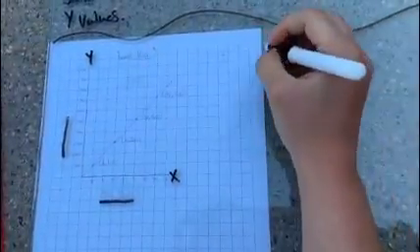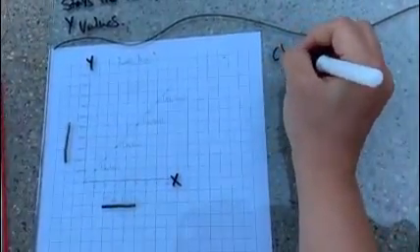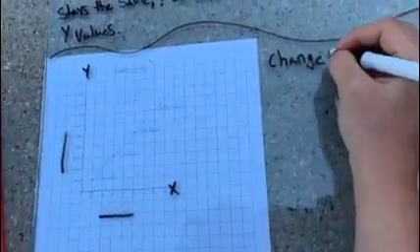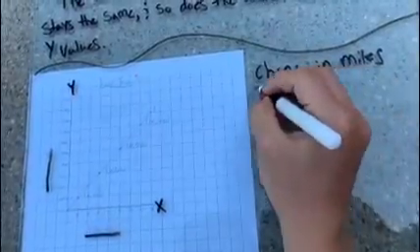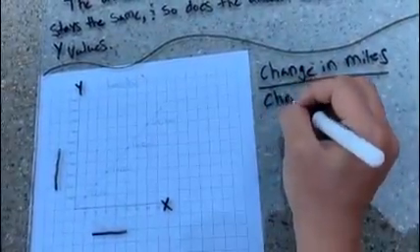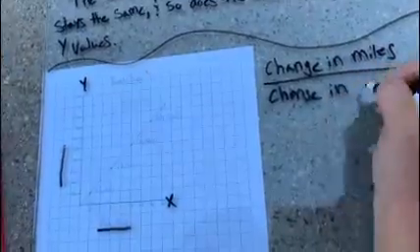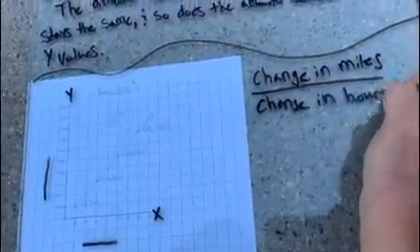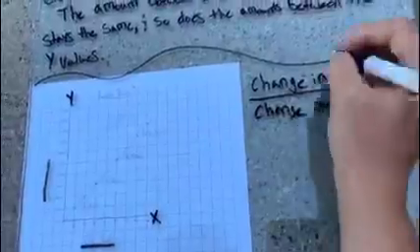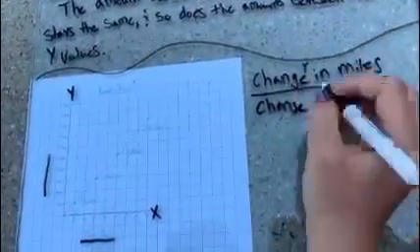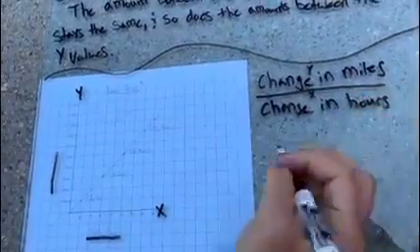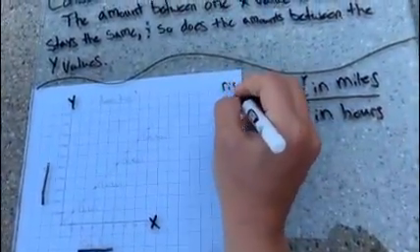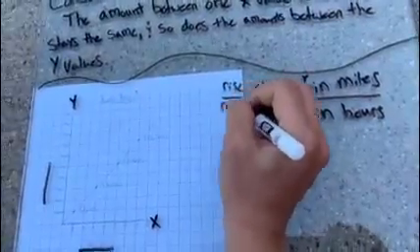So the rate of change would look something like this: the change in miles over the change in hours, because this would be the change in y over the change in x, like we talked about in our table. This also could be known as rise over run.